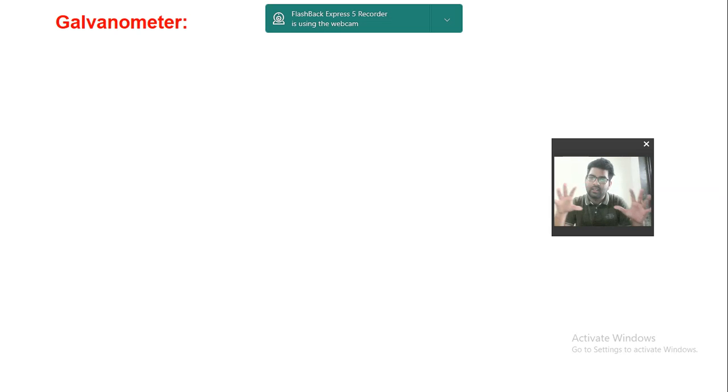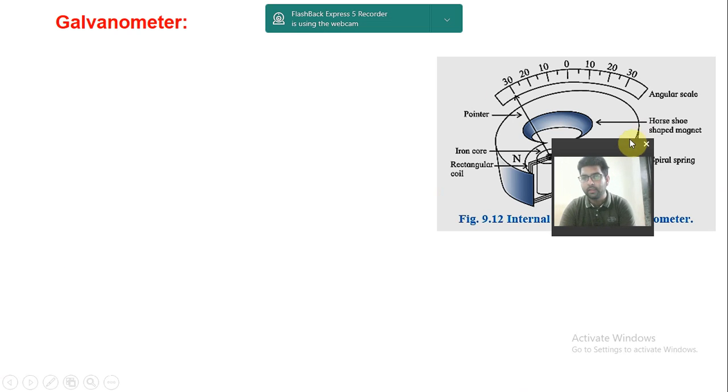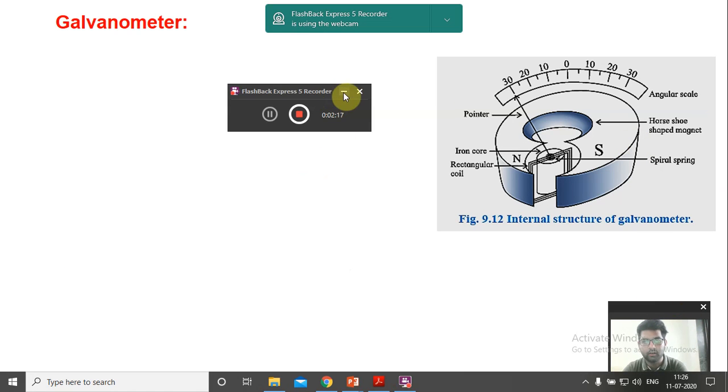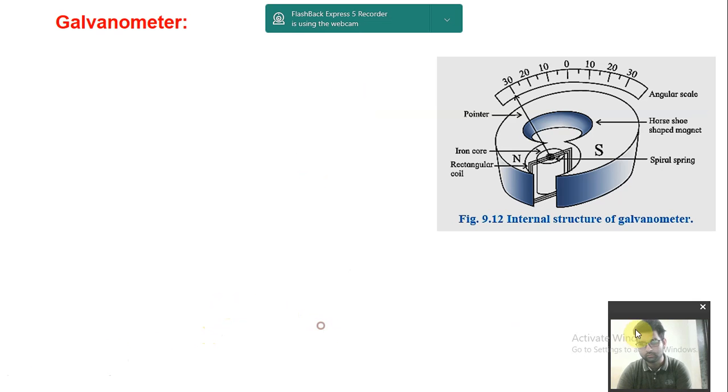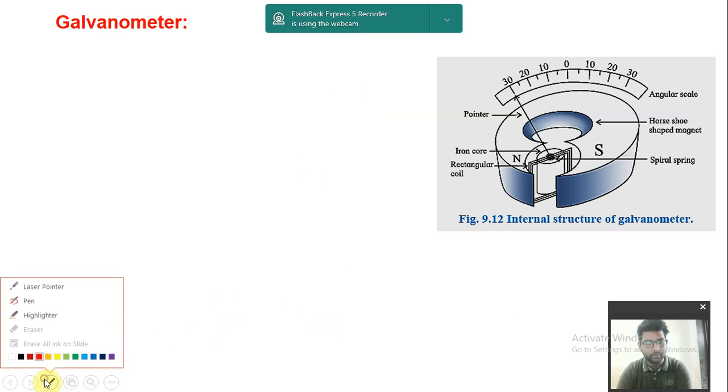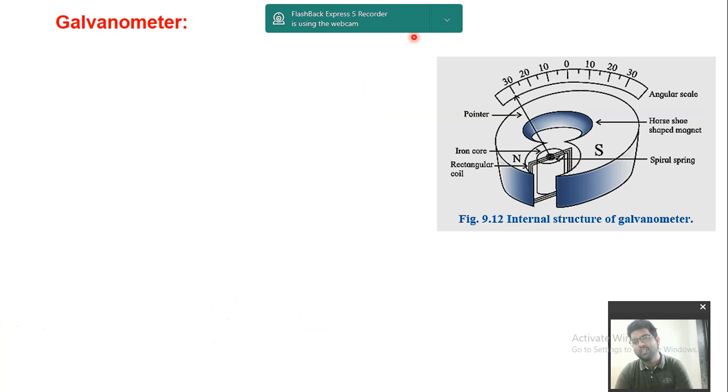In all these cases throughout we have been using the term galvanometer, and we know what a galvanometer is. A galvanometer is used to detect the presence of current inside a circuit. So let us see what a galvanometer is. You see this thing here. Let me just take the laser. This is actually the inside setup of the galvanometer, the core of the galvanometer.